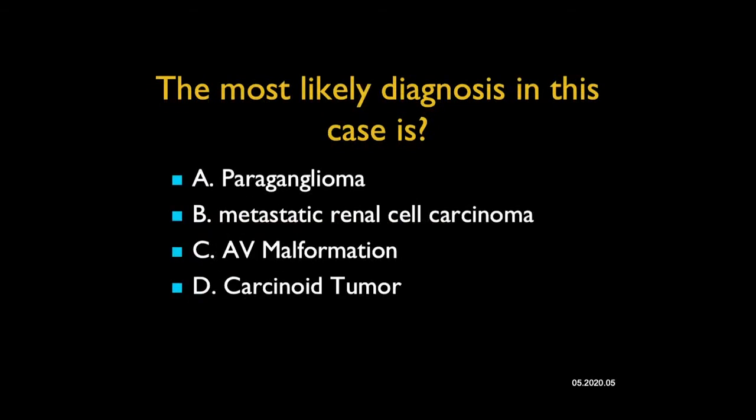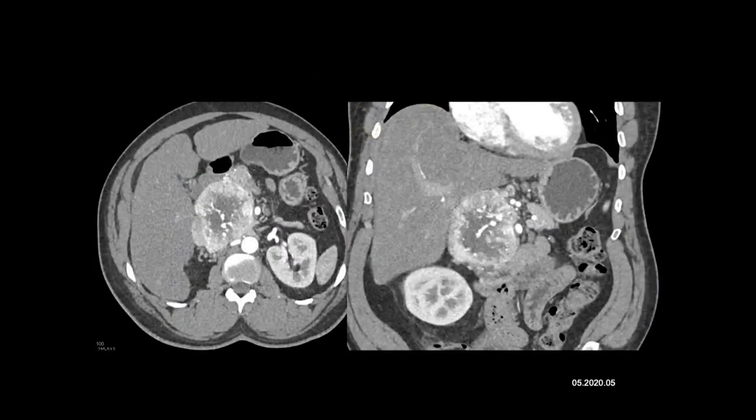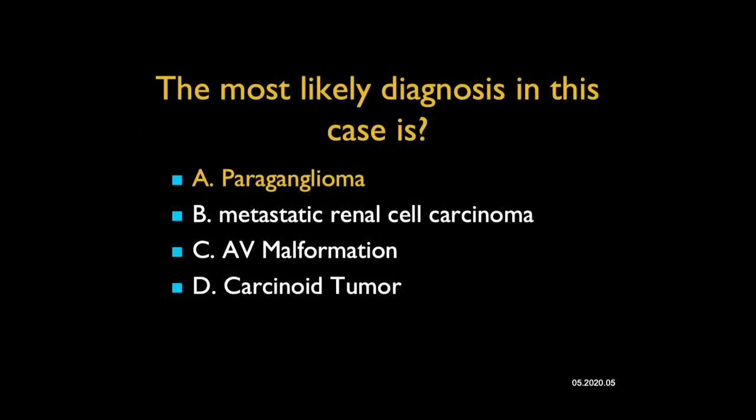The most likely diagnosis in this case: 6 centimeter hypervascular mass near the pancreatic head, no common or pancreatic duct dilatation, marked vascularity. I see both kidneys, so it's not metastatic renal cell. It's not the appearance of an AV malformation. And carcinoid tumors would be in the small bowel. They're typically smaller. This is a great location for a paraganglioma, which essentially is an extra-adrenal pheochromocytoma, most common location organ of Zuckerkandl, but we've seen a number of them in the peripancreatic region.